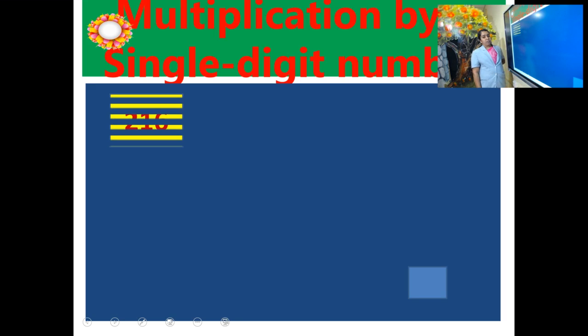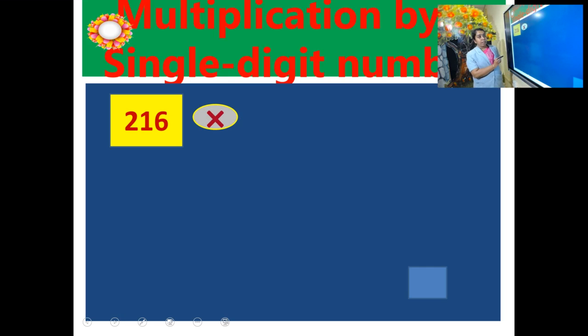Now we are going to learn multiplication by a single digit number, that means a one digit number. Here is a 3 digit number, 216. We have to multiply a 3 digit number by a single digit number.